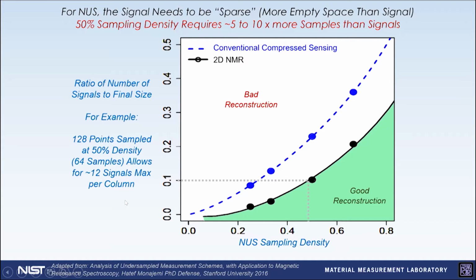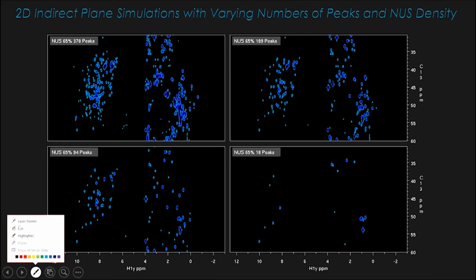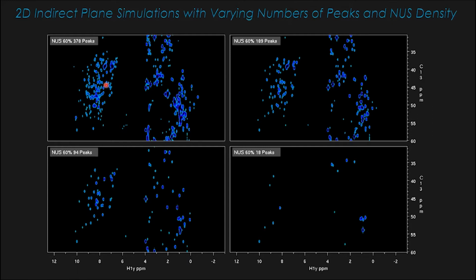And I'd like to show you an illustration of this. What you see here are simulations of 4 different versions of a 2D plane from a 3D data set. And each of these simulations has a different number of peaks. In the top left, we have a data set that has 378 peaks. And at the bottom right, we have a data set that has only 18 of those peaks. And in between, we have fewer numbers.